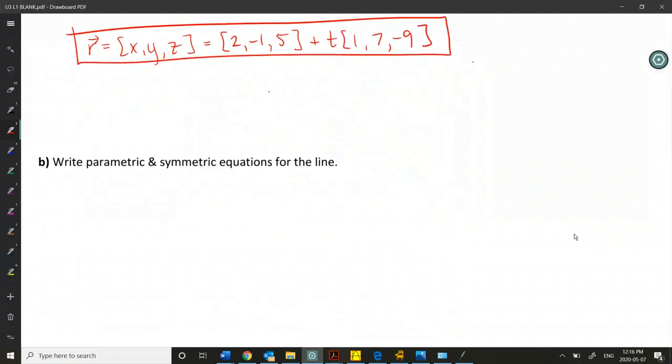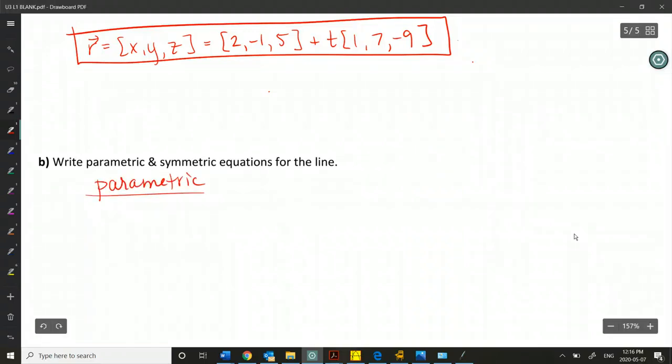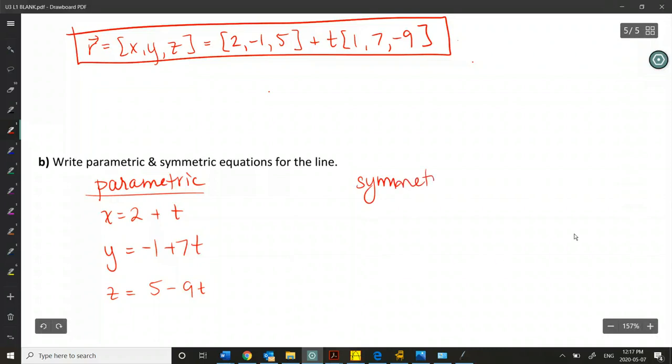Okay, and we're going to use that vector equation to create parametric and symmetric equations for our line. So very similar to how we did this in 2 space, we're basically just going to take the x components, the y components, and the z components and separate these out into their own equations. So we'll have x equals 2 plus 1t, y equals -1 plus 7t, and z equals 5 minus 9t.